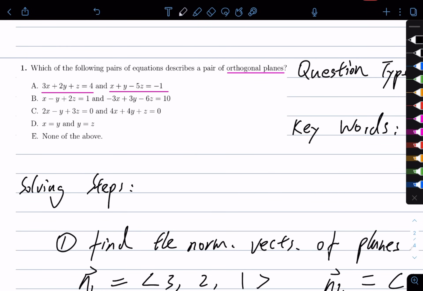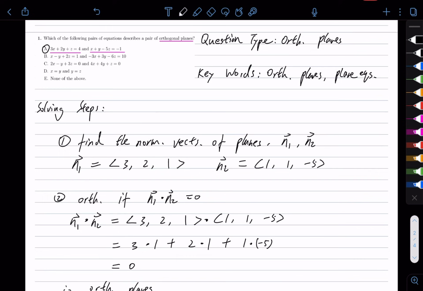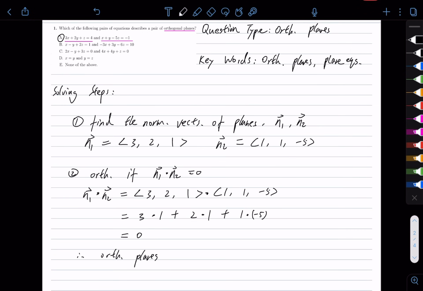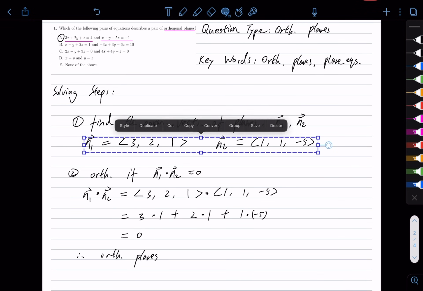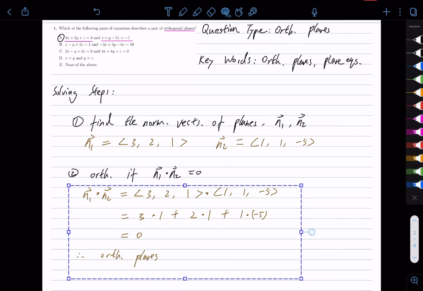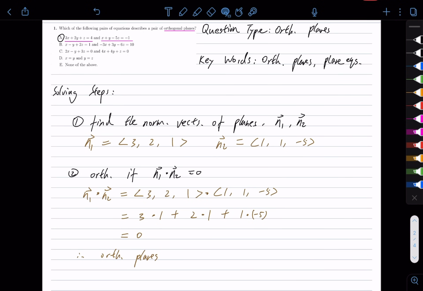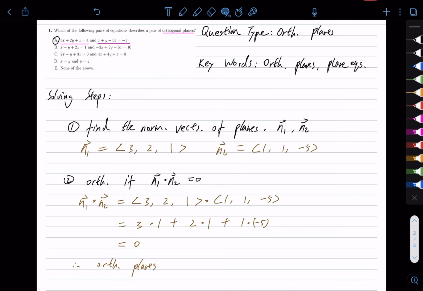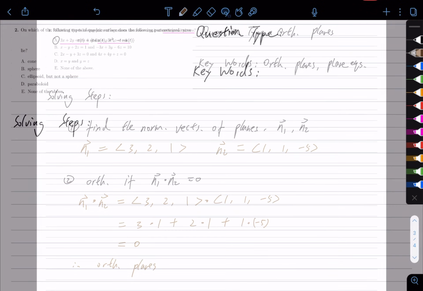You don't need to look into other answer choices and test any of them, because we now know the first answer is the correct one. So I'm going to go ahead and label these in brown. They are the things related to the question only, specifically. And then the solving steps, you can apply to any question related to orthogonal planes.